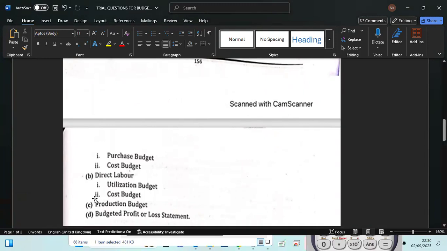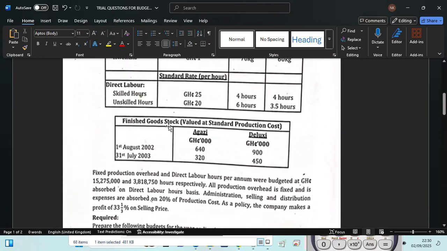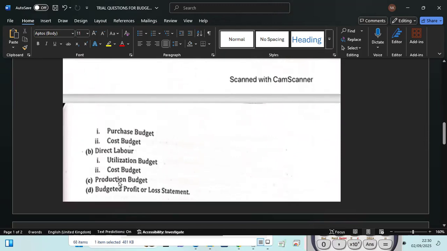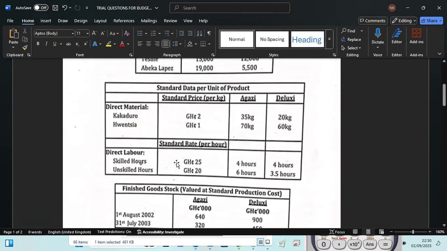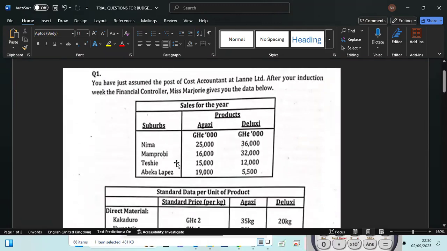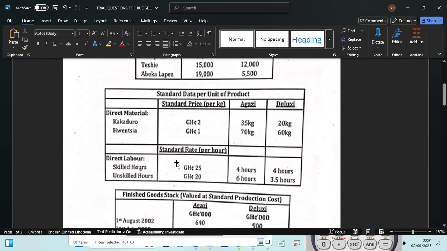Get it? So with this question, I solved the C first before I started the rest, because the C will give you the details that you need to be putting into the rest. All right. So now, prior to this, if you also need to prepare the production budget, you have to get the units that you sold, or the units that are supposed to be sold. Because if you don't know how much you will sell, you don't know how much you produce, right? So you have to keep that in mind.